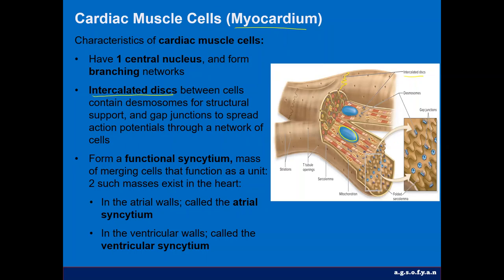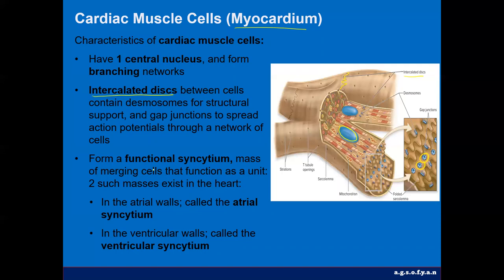In the intercalated disc, one cardiac muscle and another cardiac muscle actually have a connection, and they are able to exchange plasma between these two muscles with a junction called the gap junction. So a gap junction is like a hole between one muscle and another muscle. So the electricity, for example, will be able to pass through this gap junction. So this is one of the special structures in the cardiac muscle.